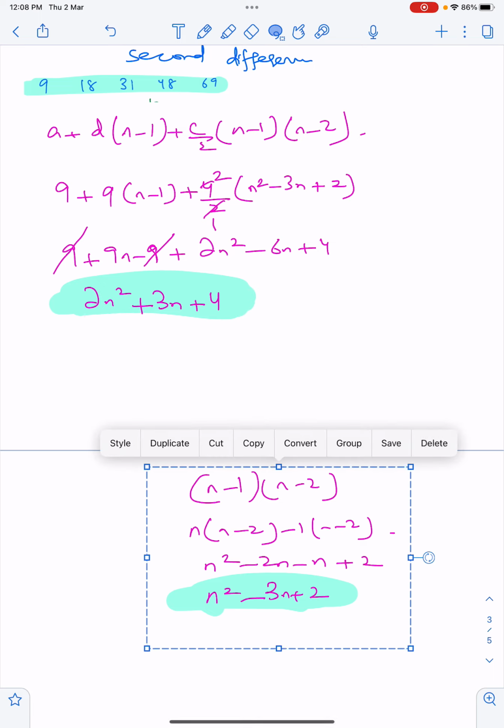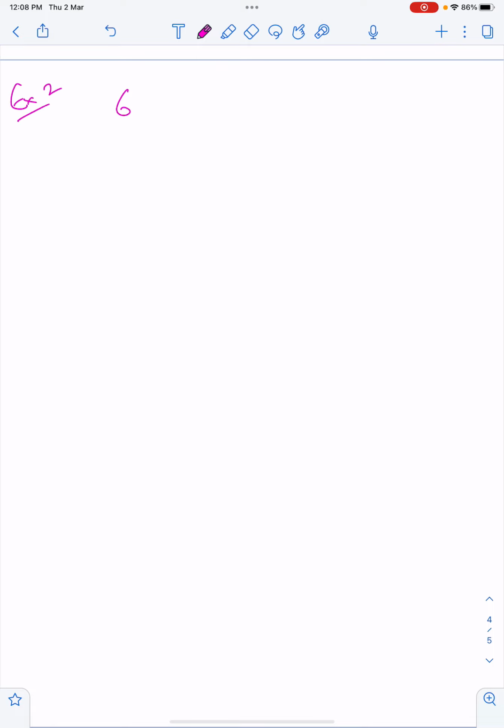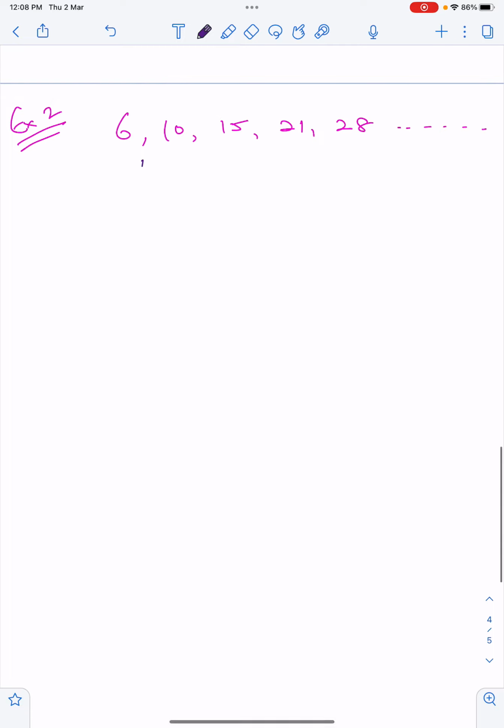Let's take another sequence, example number 2, which is 6, 10, 15, 21 and 28, and so on. Let's find out the differences. The difference here is 4, then 5, then 6, then 7, and now the common difference is actually 1. If I use the first method, the common difference is 1, so 1 divided by 2 is going to be half.